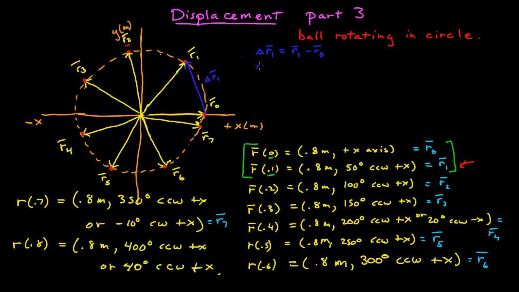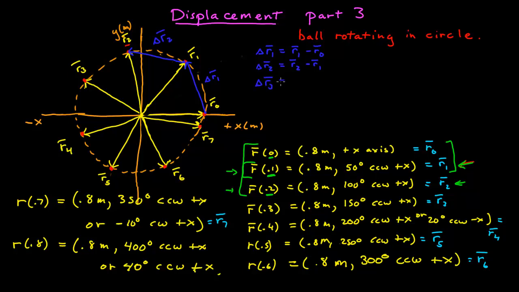Now if we continue, the second displacement vector is r2 minus r1, which means I'm looking at the displacement vector between these two vectors here and here. 0.1 is now the initial time, 0.2 is now the final time, r2 is now the final vector, and r1 is now the initial vector. So this displacement vector is r2 minus r1, and that vector points from r1 to r2. This is delta r2.